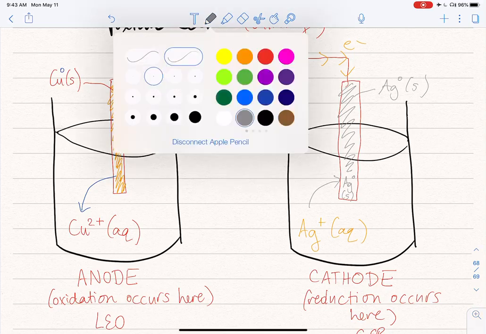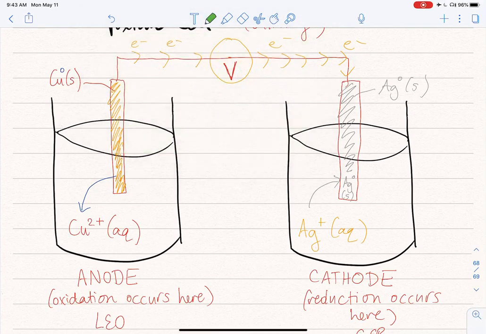So the direction of electron flow is always going to be the same. Electrons are always going to flow from the anode, where oxidation occurs, to the cathode, where the reduction occurs. Now, we have a weird charge imbalance happening, right? You can imagine as the electrons are flowing this way, you get a lot of buildup of negative charge on this side and depletion of negative charge on this side.